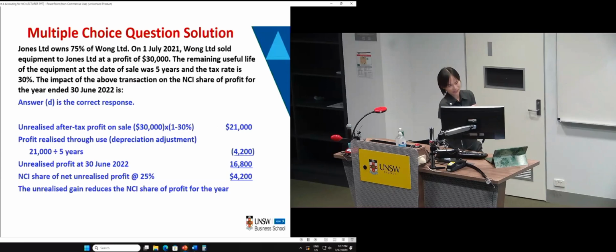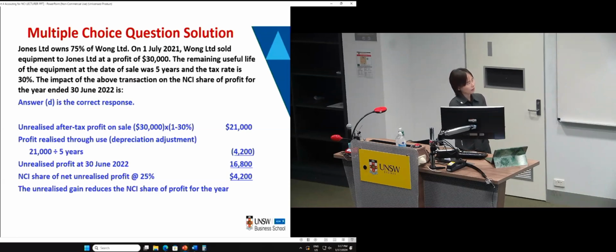Through the use. Okay, so you can see the remaining useful life of the equipment since the transfer was 5 years. Therefore, each year, we can use 21,000 divided by 5 years. So each year, the unrealized gains will be realized proportionally, right? Based on the calculations, 4,200 each year. Okay, so each year realized by 4,200.